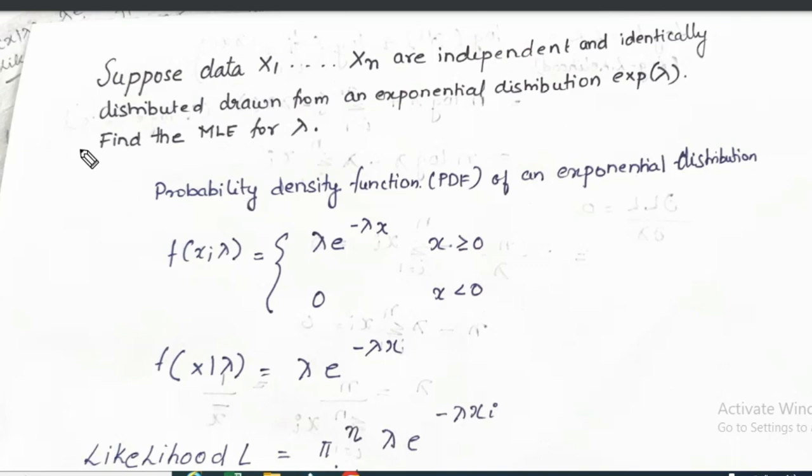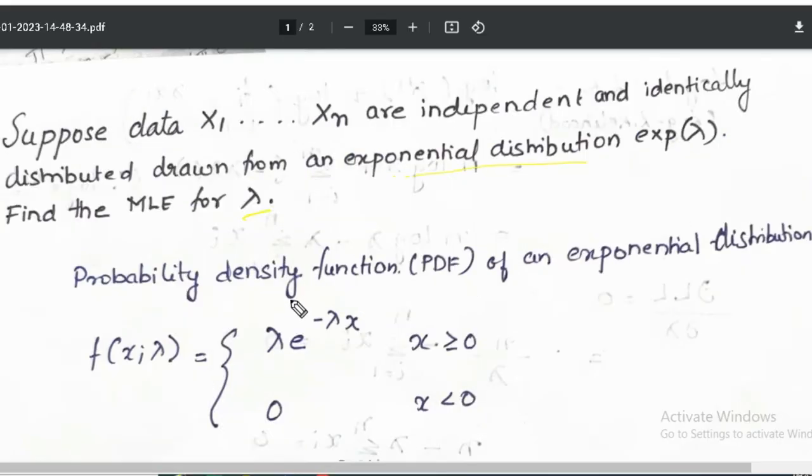If you have seen the last video, the last question was based on tossing of the coin. It was basically a Bernoulli distribution. But this question deals with exponential distribution. So students, as I told in the last video, we should know the probability density function or probability mass function of most of the distributions which are available.